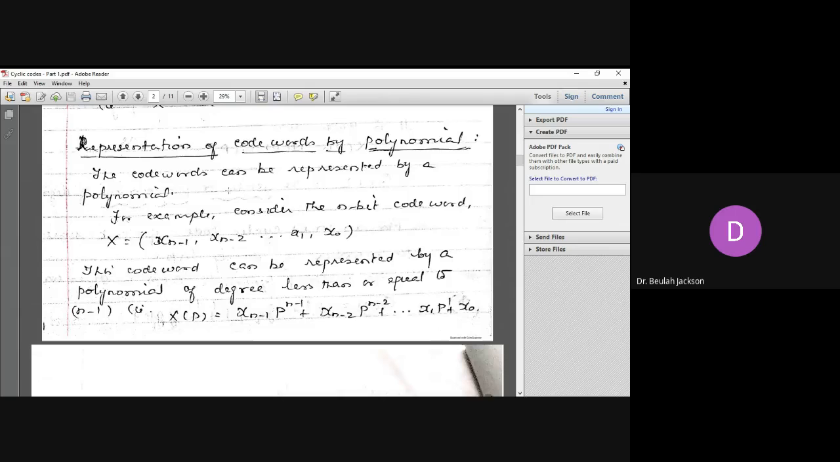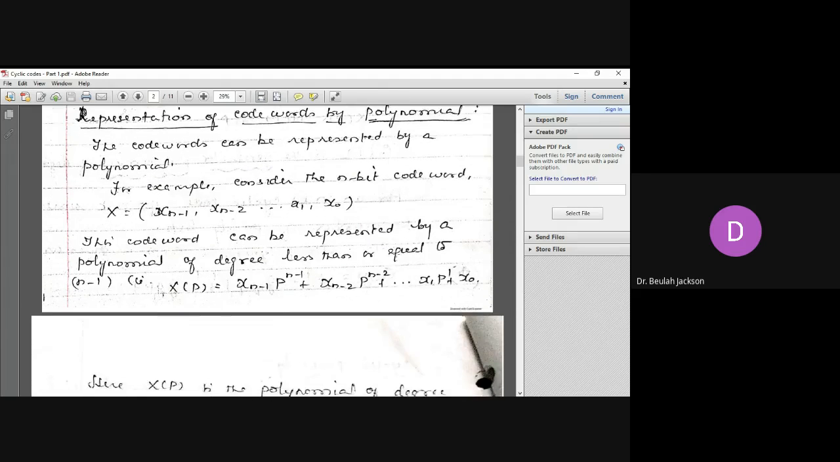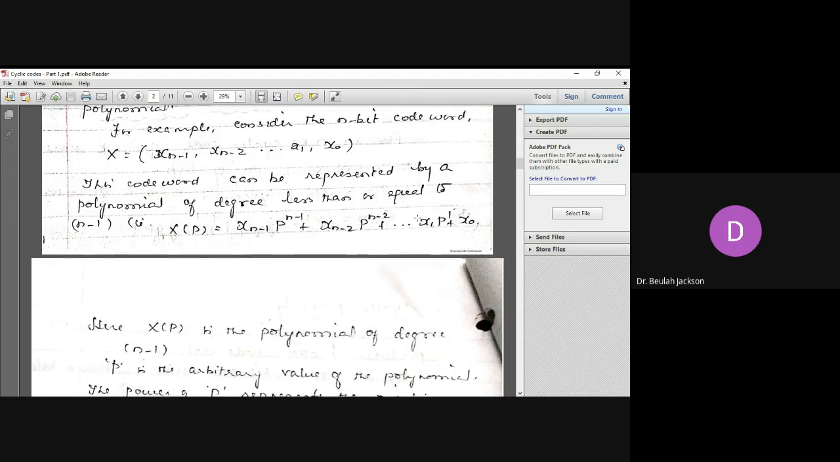Now we'll see the representation of the code words by the polynomial. See, the code words can be represented by the polynomial. For example, consider the same n-bit code word. This code word can be expressed by the polynomial of degree less than or equal to n minus 1. That is, x of p is equal to xn minus 1 into p to the power n minus 1 plus xn minus 2 into p to the power n minus 2 plus etc. up to x1 into p to the power 1 plus x0.